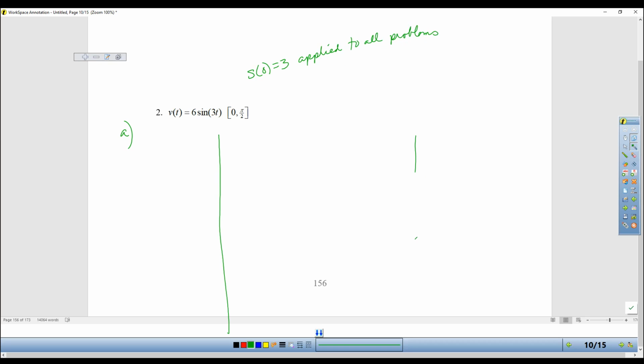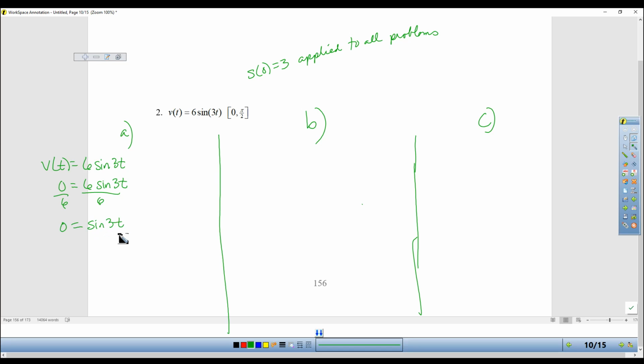All right, so we've got part A, part B, and part C. Part A says determine when the particle is moving to the left, right, and stopped, which is all about velocity. So you need to figure out when this velocity is equal to 0. Now you're used to factoring and doing stuff like that, but you can't in this case. So this is going to bring us back to really long ago. We're going to divide by 6. This is some serious pre-calc here. And now we just have sine of 3t.